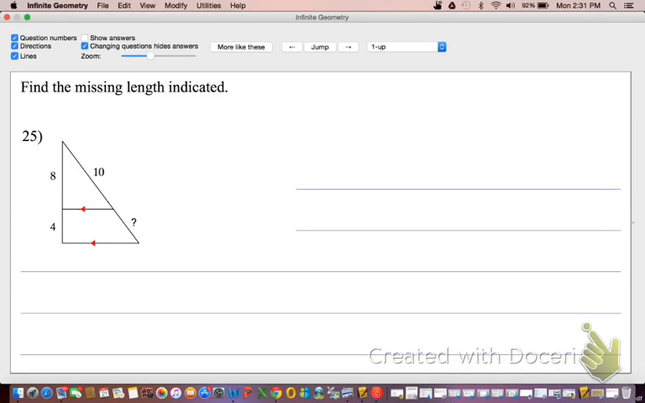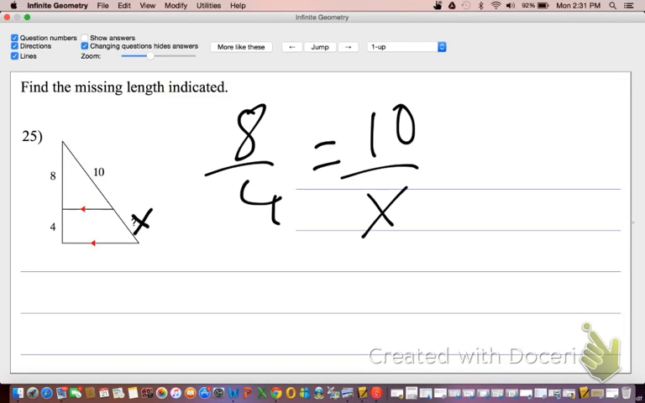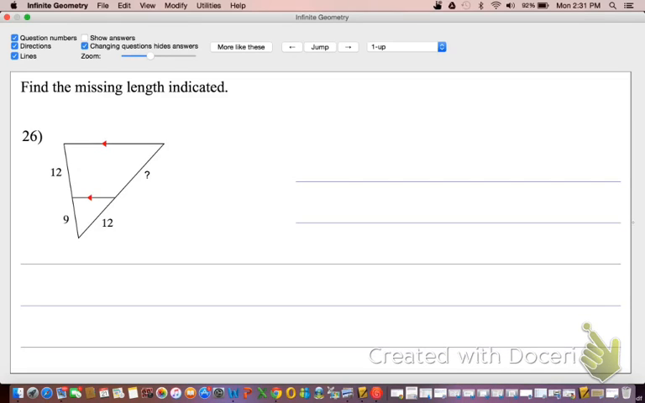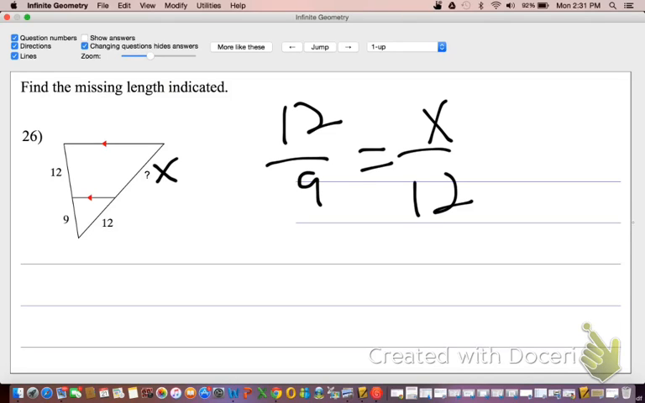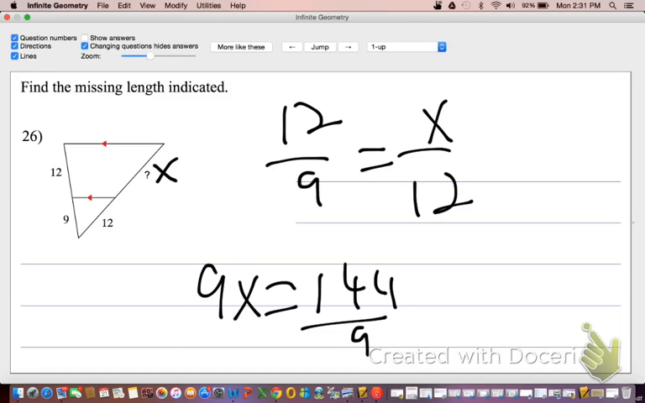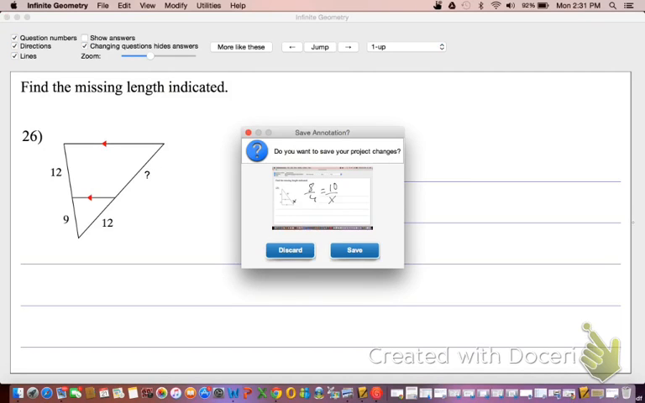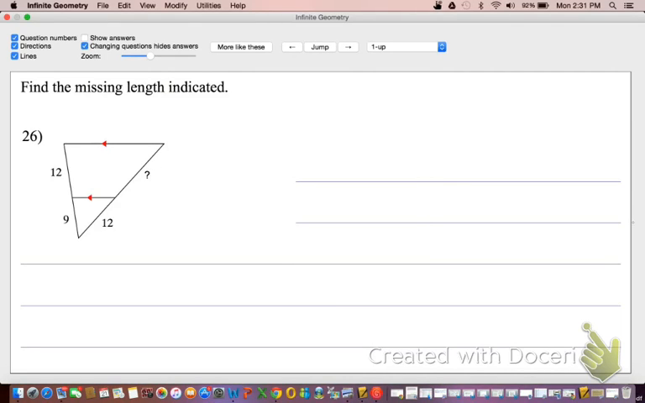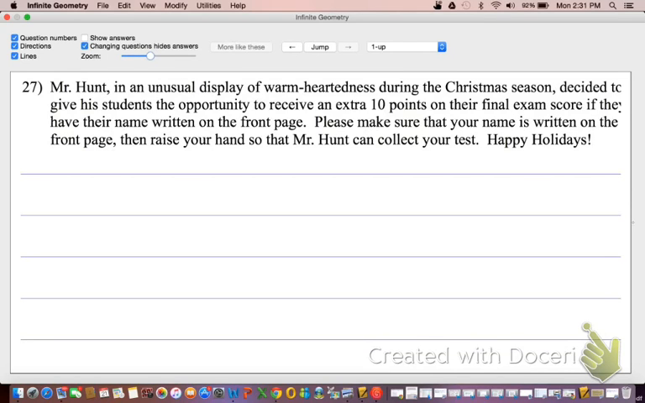Again, same thing: 8 over 4 equals 10 over x. So x has to be 5. Straightforward problem. Again, call this x. So 12 over 9 equals x over 12. Cross multiply, 9x equals 144. Divide by 9. So this is your solution. Okay, that's it. That's the test.